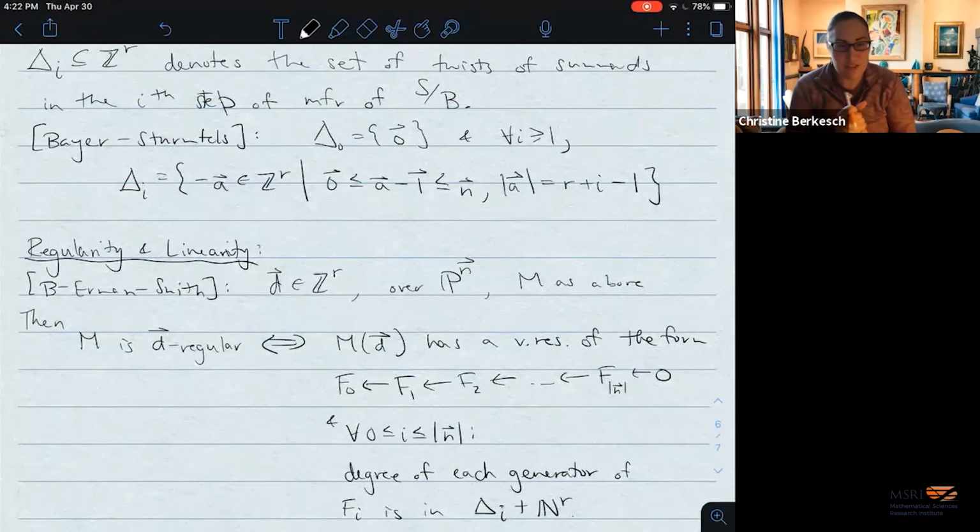So I think that's a good place to stop for the first section. I guess now we have a short break.